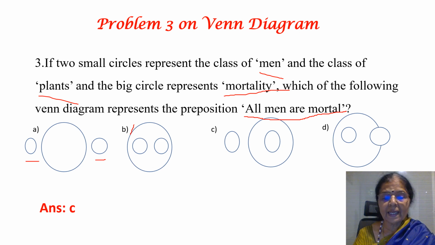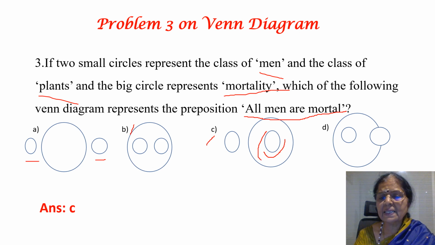And look at the diagram C. We've got the big circle which is mortality, and inside which men are there, and another separate circle, the plants. Because the plants are not mentioned in the proposition, we are going to select only C, because the bigger group, mortality, contains all the men inside. So C is the correct answer.